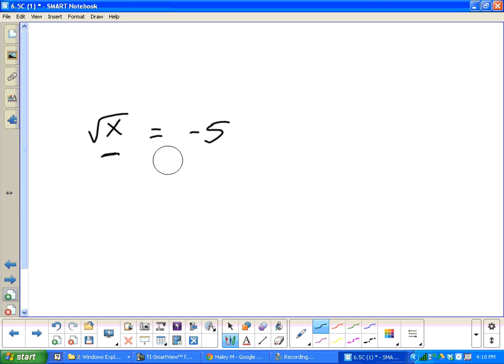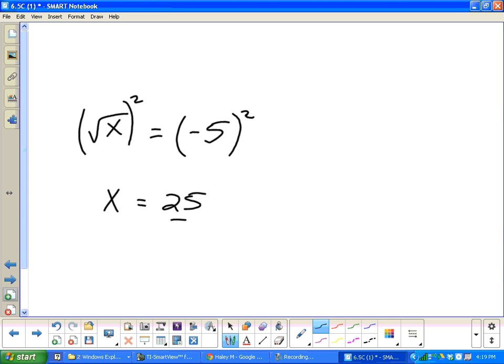Now, just stick with me on this. Now, if I was trying to solve this, it's no solution because it's not true. But if I were to solve it, I would undo the square root by squaring both sides. And so we would just get x equals 25. But notice that's not going to be true. If I take 25 and put it back in right there, the square root of 25 is 5 and not -5.